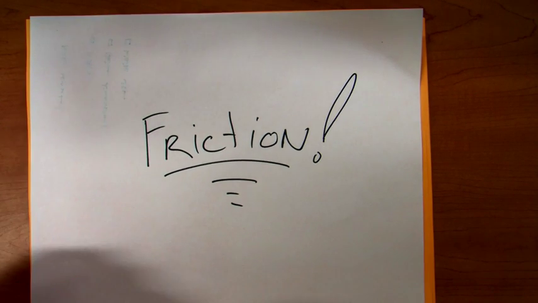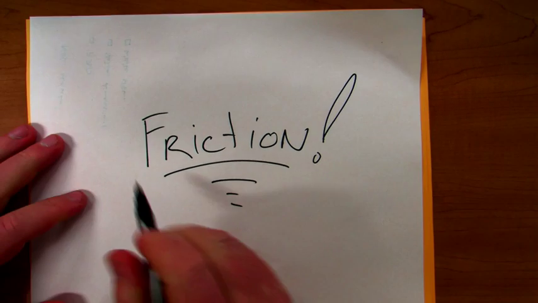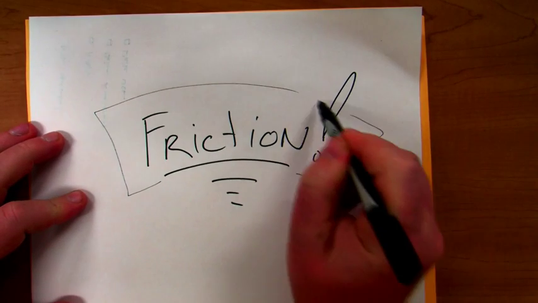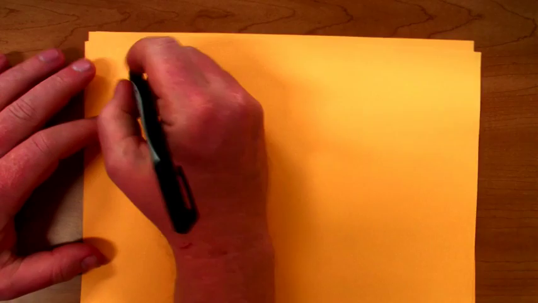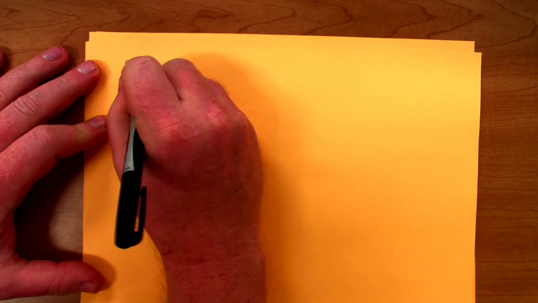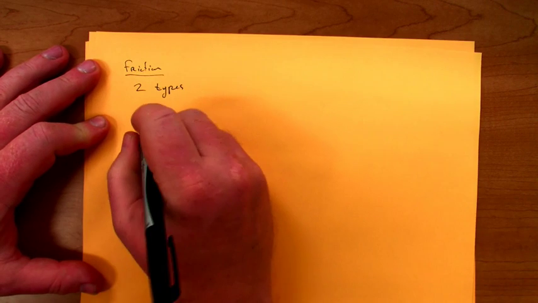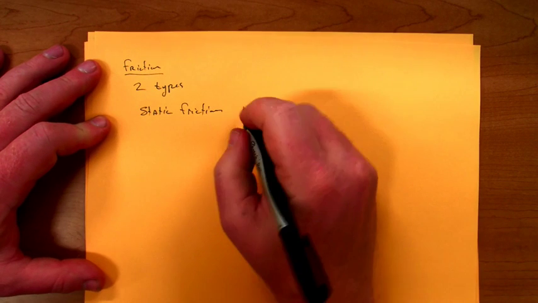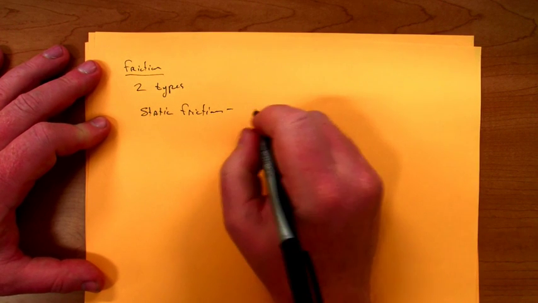Today we're going to talk about one of the most fundamental and important forces that we deal with, and that is friction. So let's take a look at friction. Let's go back and review some basics. First of all, there's two types of friction. You have static friction, which is when the objects are not sliding relative to each other.